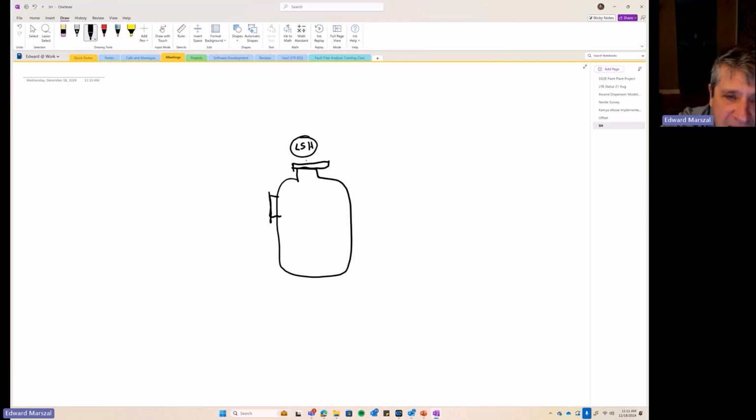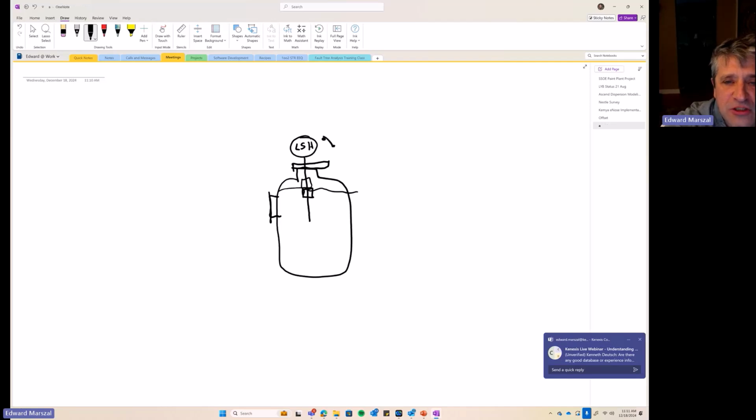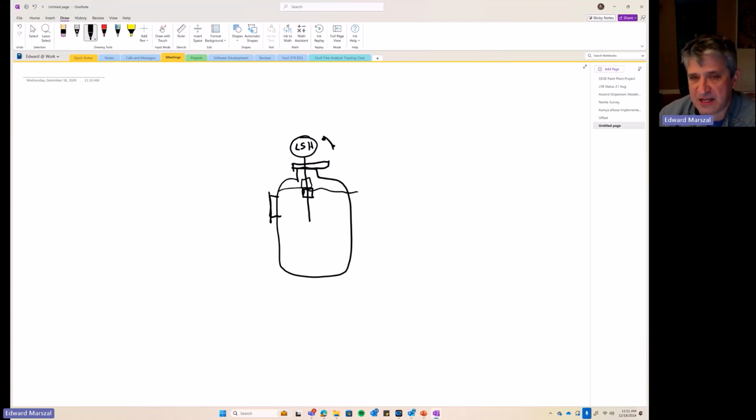And what I'm going to do is have a type of level switch that is a float on a stick. So as the level goes up, the float will move. If the level gets high, that will trip a switch, and that will cause the safety function to activate. Okay, so this is my device. When the process is out of service, my float is sitting down here.